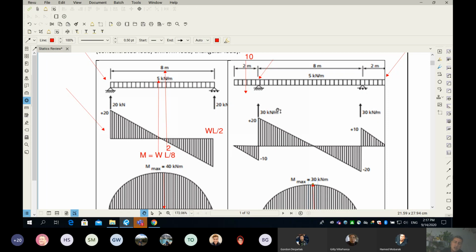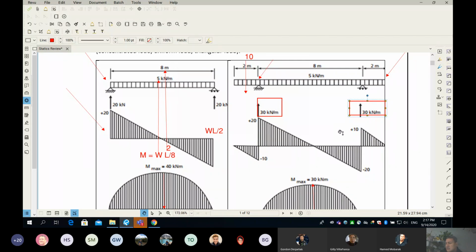So my reaction here, which is this number here, is your reaction, and this is your reaction. Now what happens is your reaction will push the shear from -10 to +20, and it goes with the same slope. So those lines, this line and this line, they are parallel, and the slope is equal to the load. So it goes down to 0 and it's a mirror.